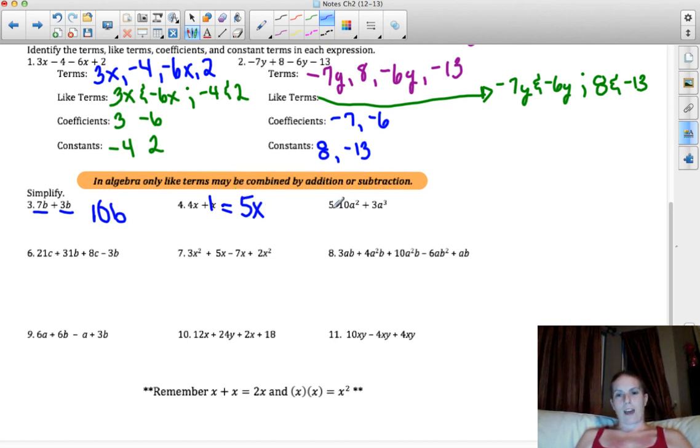Now question number 5 is a bit of a trick question because it wants you to see that both terms have the variable a, but you need to notice that their exponents are different, which means that these are not like terms. They do not have the exact same variable part, so this problem is as simplified as it gets. There are no like terms to be combined. So we just simply need to write 10a squared plus 3a to the third. There's nothing else that we can do with that.